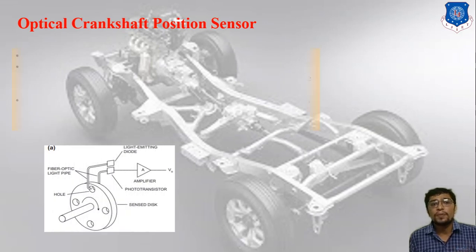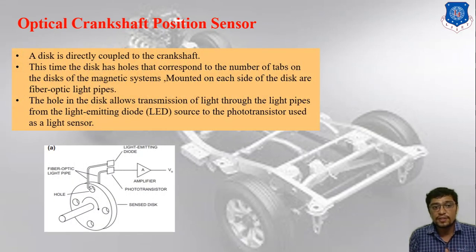Third one is the optical crankshaft position sensor. In the image you can see one disc which is directly coupled to the crankshaft. You can see that the holes in the disc allow the transmission of light through light pipes from the light emitting diode. As you can see in the image, there is one LED used as a light sensor. So this is the concept of the optical crankshaft position sensor. What is the objective of the optical crankshaft position sensor? Let's discuss that. Move forward to the next slide.